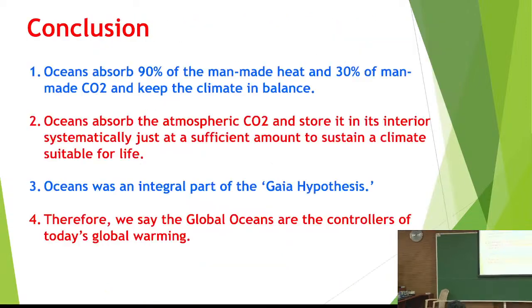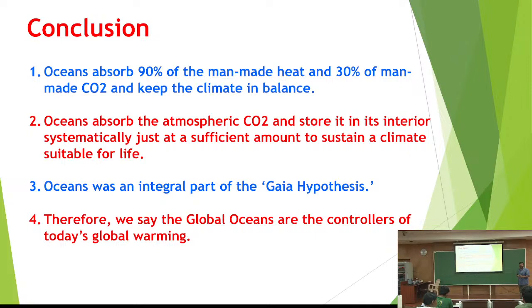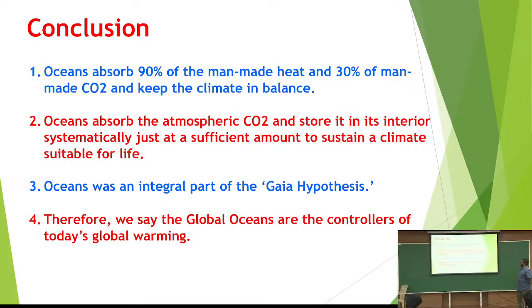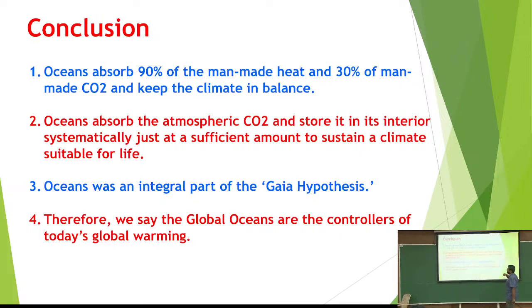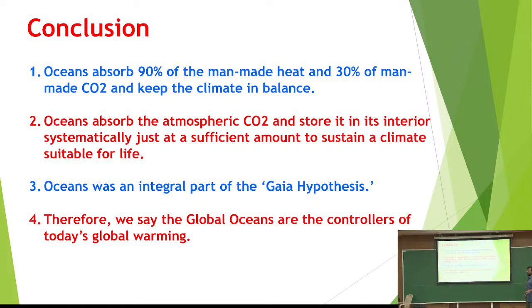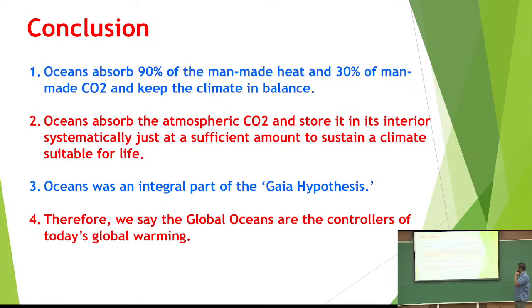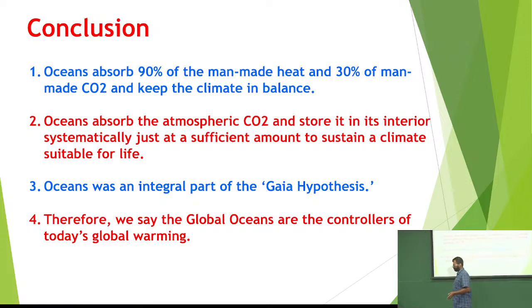By saying this conclusion, the ocean absorbs 90% of the man-made heat and 30% of man-made CO2. They are not in proportion, but they are in the right proportion. Okay. The ocean absorbs the atmospheric CO2 and stores it in its interior at just a sufficient amount to sustain a climate suitable for life, and the ocean was an integral part of the Gaia hypothesis indeed, and therefore, we say global oceans are the controllers of today's global warming as well. And with this I conclude, and thank you for listening to me.